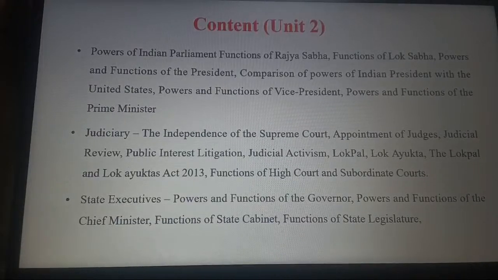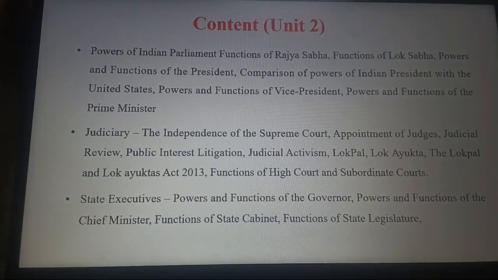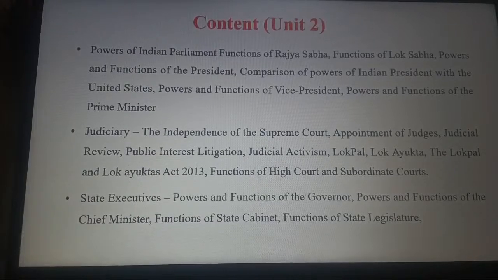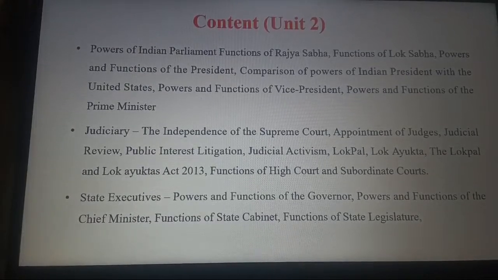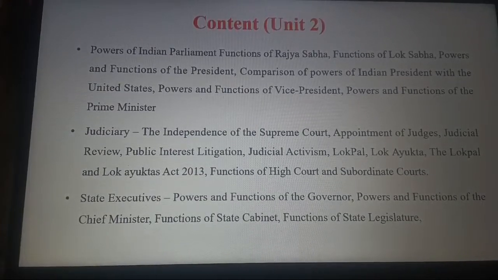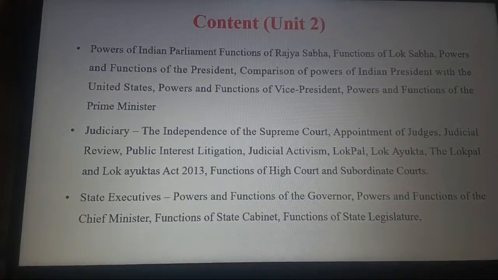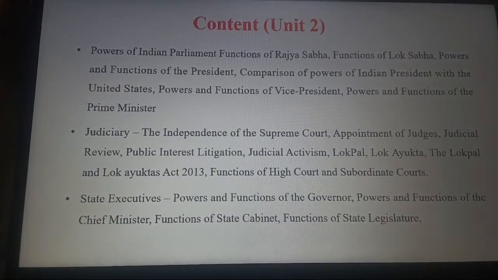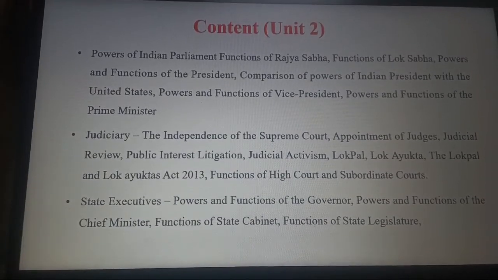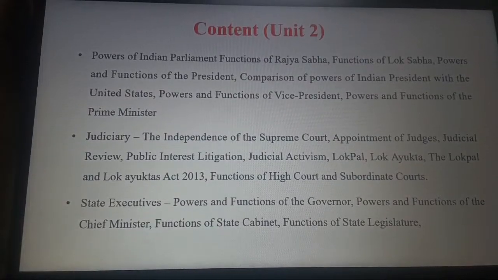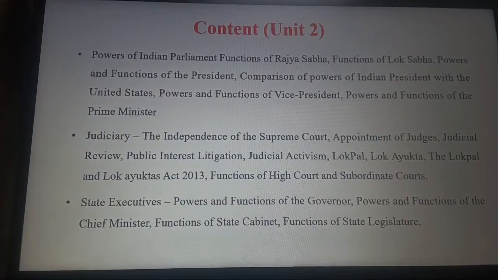Judiciary. The independence of the Supreme Court. Appointment of judges. Judicial review. Public interest litigation. Judicial activism. Lokpal. Lok Ayukt. The Lokpal and Lok Ayukt Act 2013. Functions of High Court and subordinate courts.